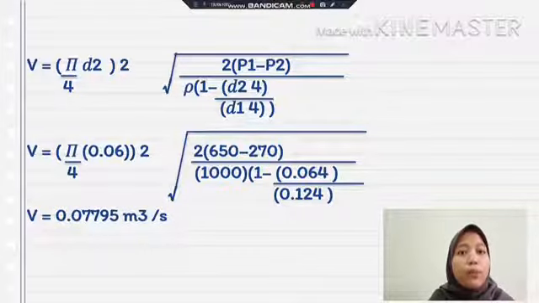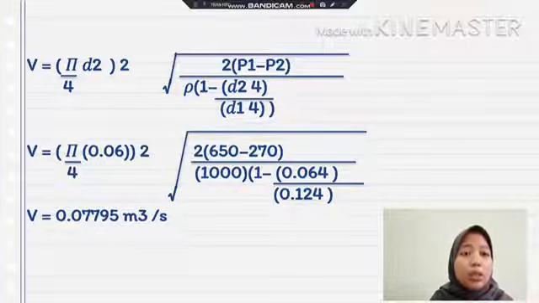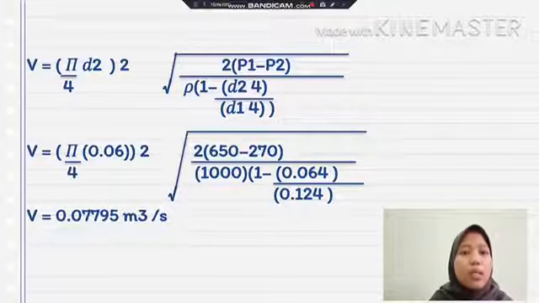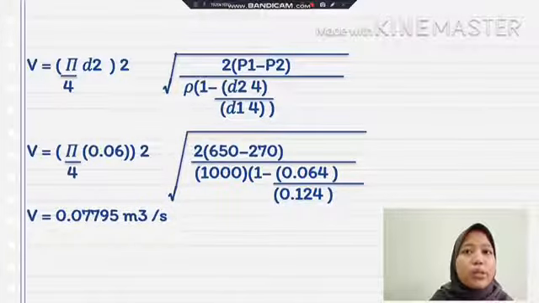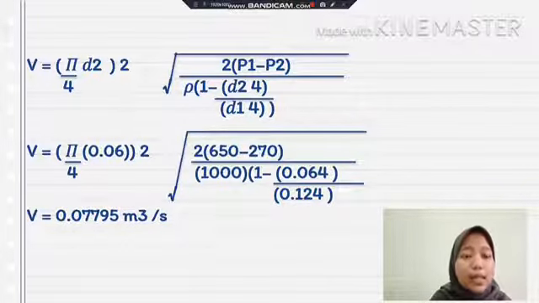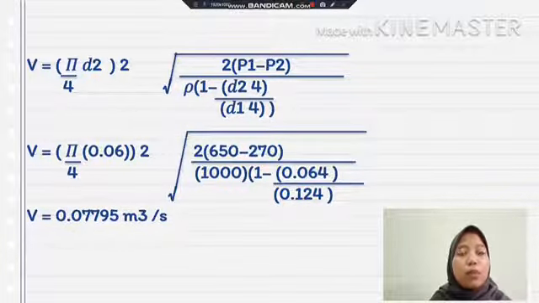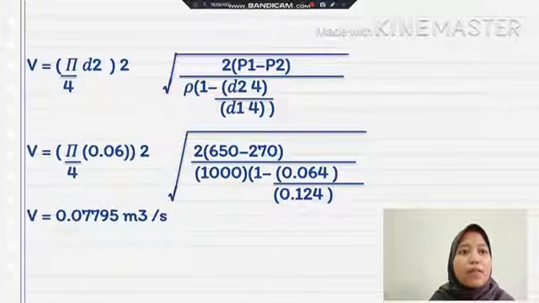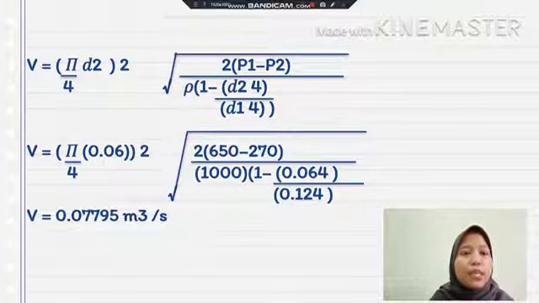If we put in the values in the equation, we will get area 2 times the square root of 2 times 650 minus 270 divided by 1000 times 1 minus 0.064 over 0.124. So the final answer that we will get for the volume of flow rate is 0.07795 meter cube per second.